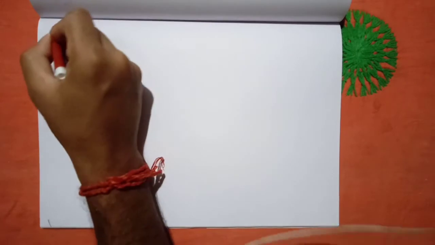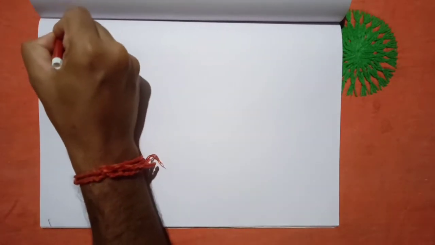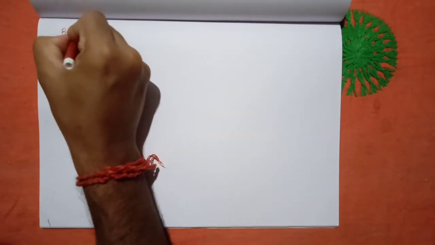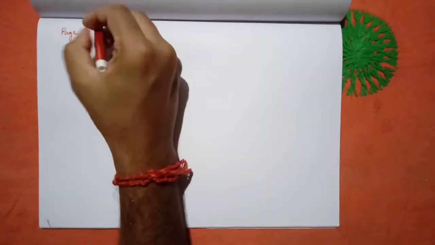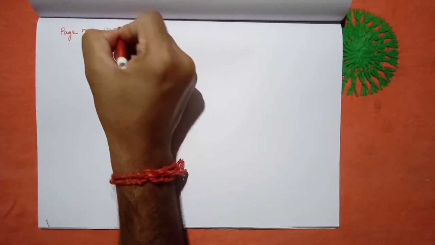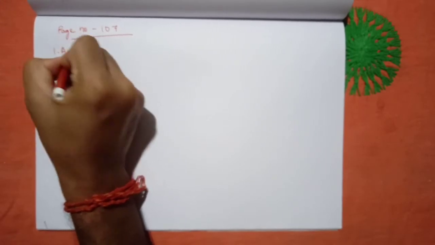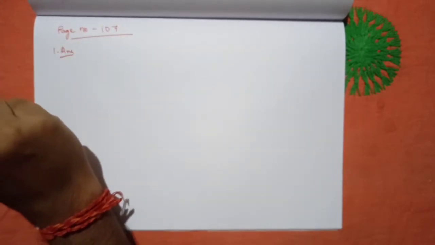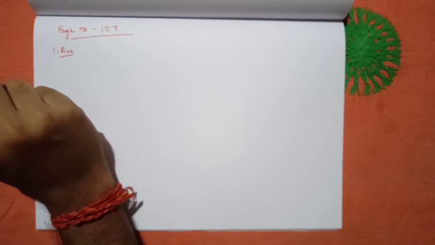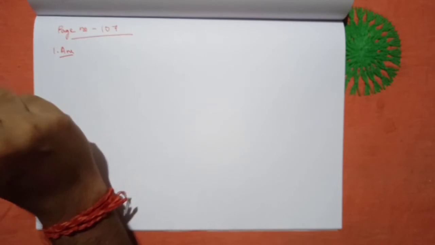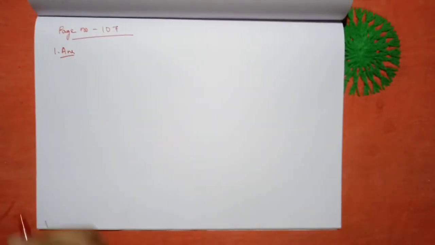So the next questions are from page number 107. So the first question is asked about what is the nature of the distance time graph for uniform and non-uniform motion of an object.